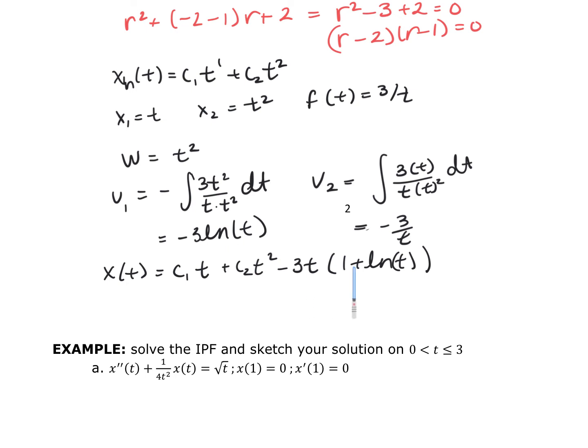Oh, and the reason I ended up with this is, remember, I multiply my v1 and my v2 by the appropriate x sub 1 and x sub 2. And then, of course, I can factor out a negative 3, leaving me this.